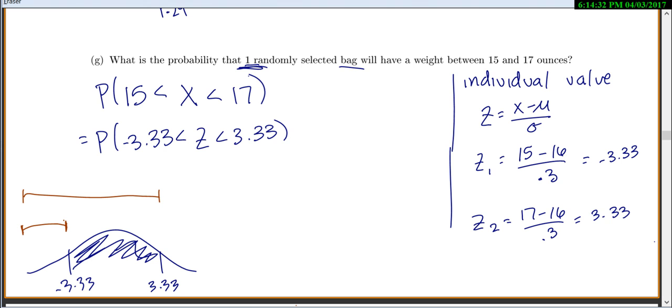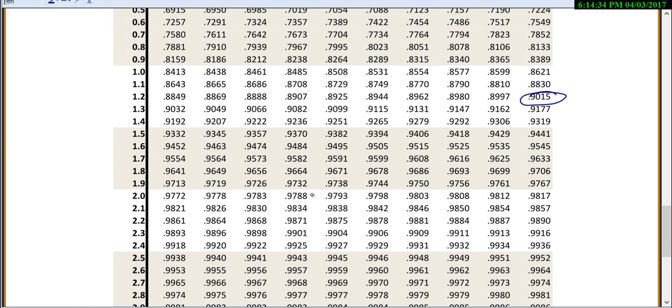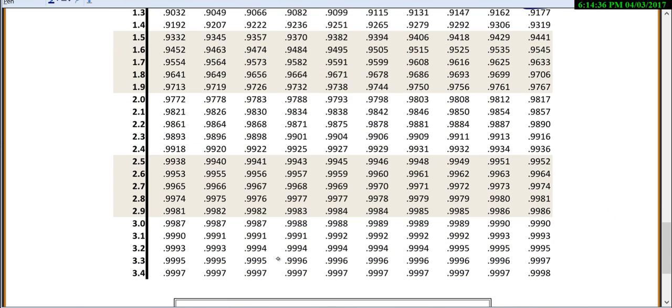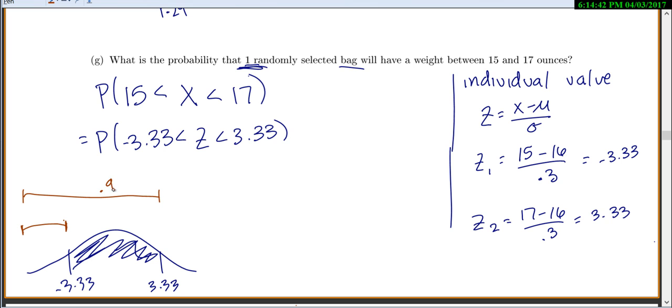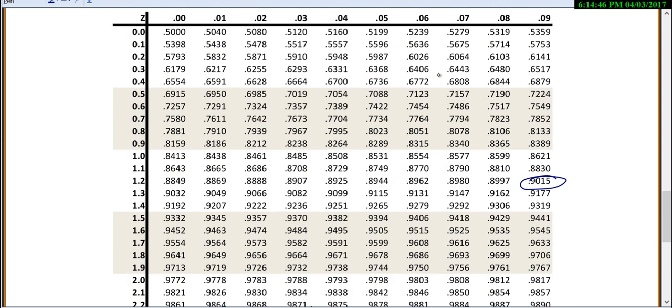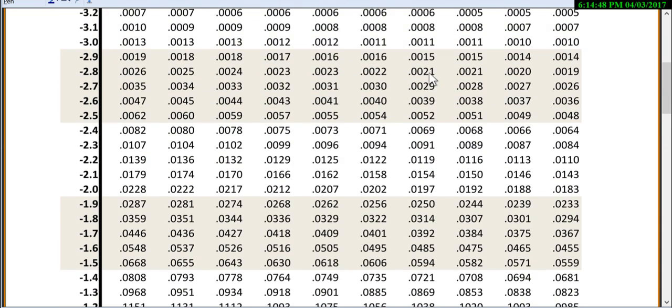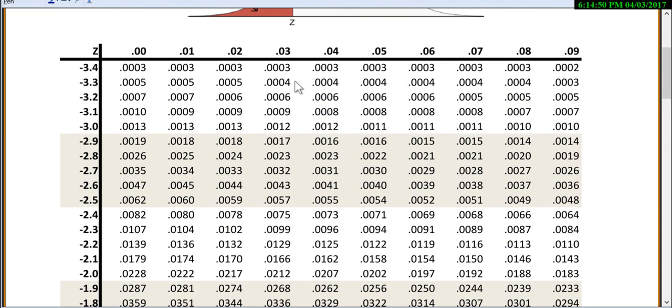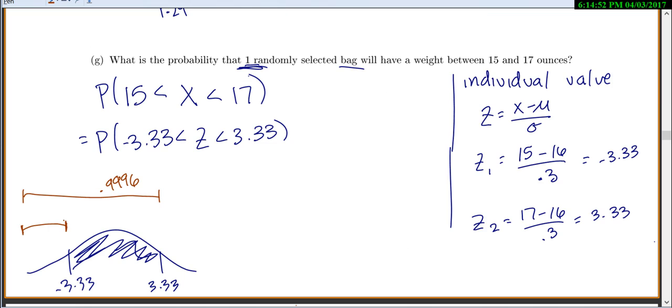So going to my normal table, 3.33 gives me a 0.9996. So this really big area is 0.9996. And for my negative 3.33, looks like we're at 0.0004. So those are our two areas. If I subtract them, it'll give me what's in the middle.